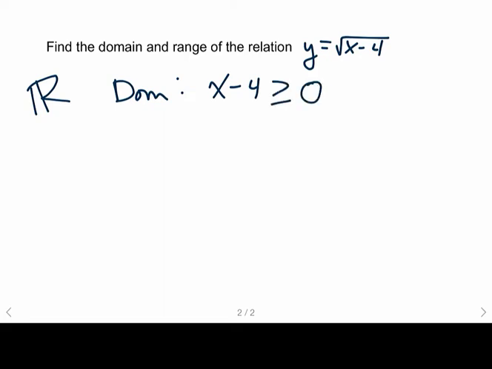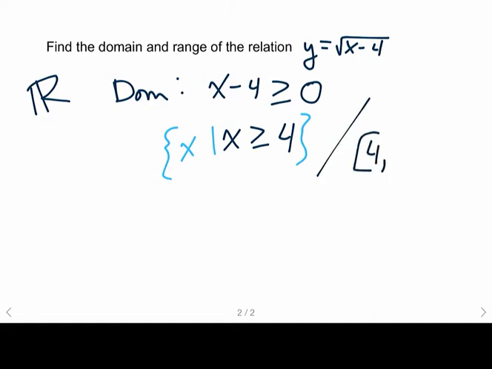And if that's going to be the case, then of course x must be greater than or equal to 4, and we can express the domain in set notation by simply writing down the set of x such that x is greater than or equal to 4. If we wanted to, we could write this in interval notation with a bracket at 4 and then to infinity.